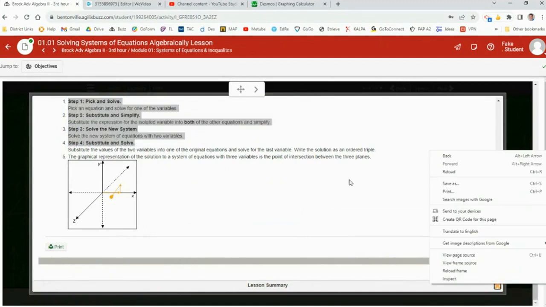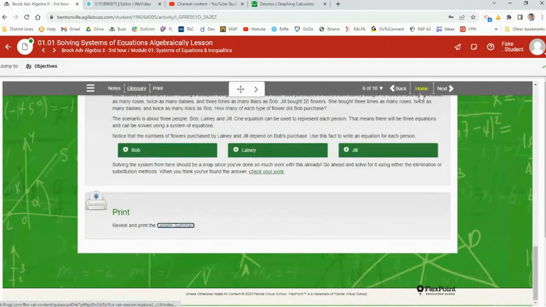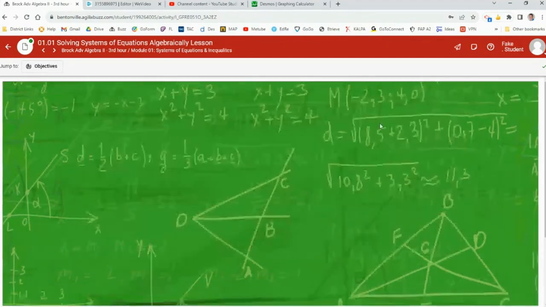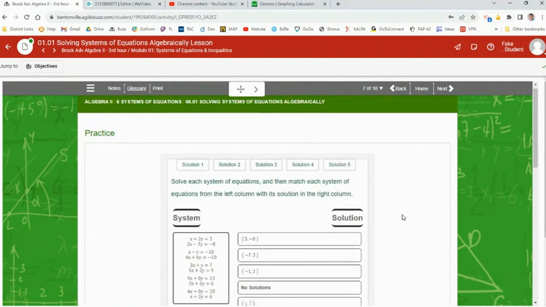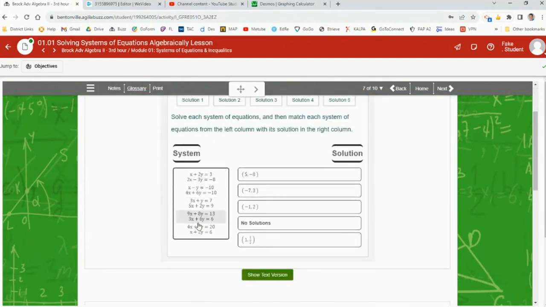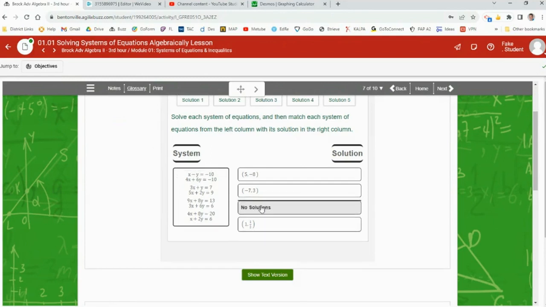There's the lesson summary. The rest of this lesson you'll see is example problems, practice problems for you. All right, solve each system equation and match it with its solution. So here's 5 practice problems for you. And when you come up with a solution, you click it and then you click, let's say you solved it and it was -1, 2. It's probably not. Oh, it was. See, when you click the solution and the answer, if it's correct, it'll go away.